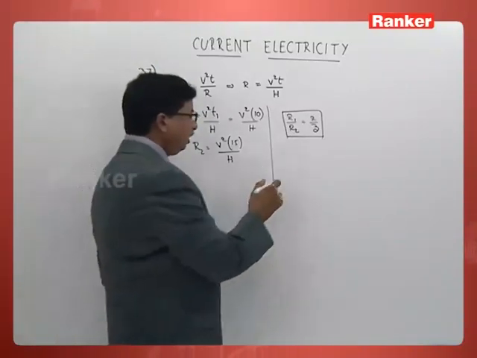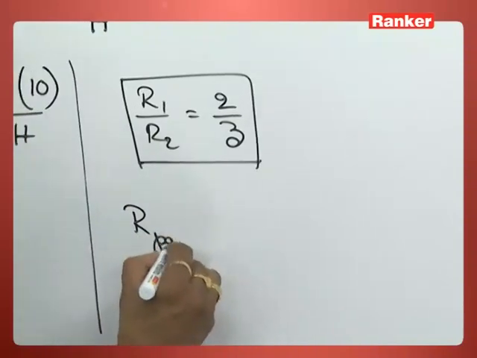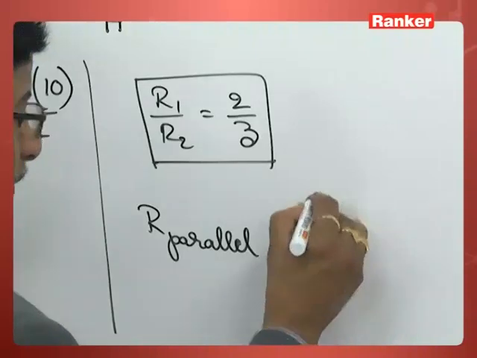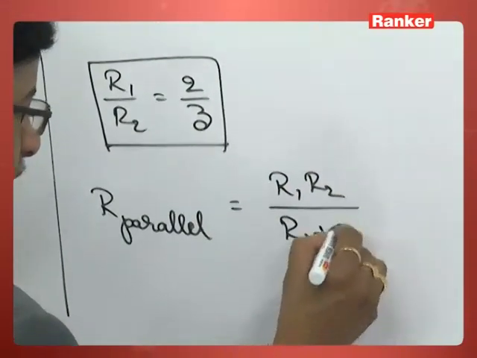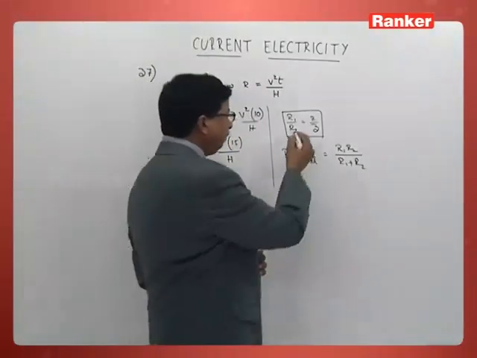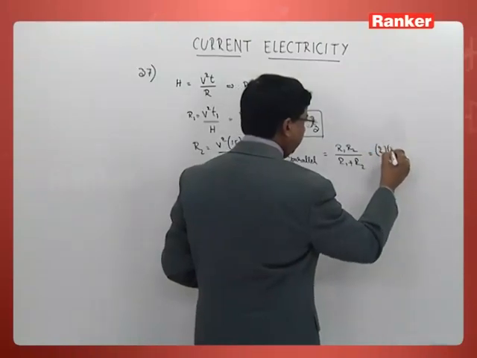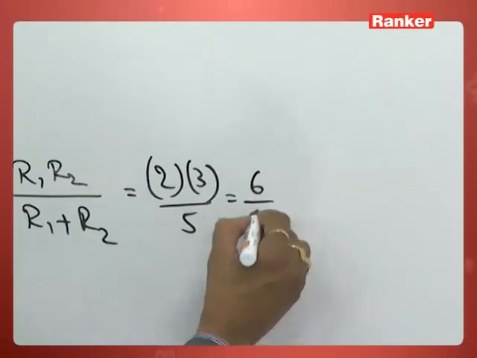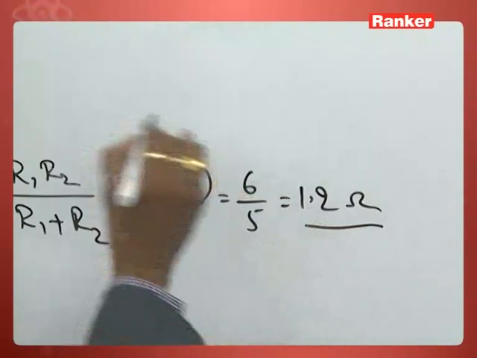Now what you can understand from this? When they are connected in parallel, what would be the effective resistance? R1 R2 by R1 plus R2. You can understand if you take proportional values, like 2 times 3 by 2 plus 3, it's going to be 6 by 5, 1.2 ohm as such.